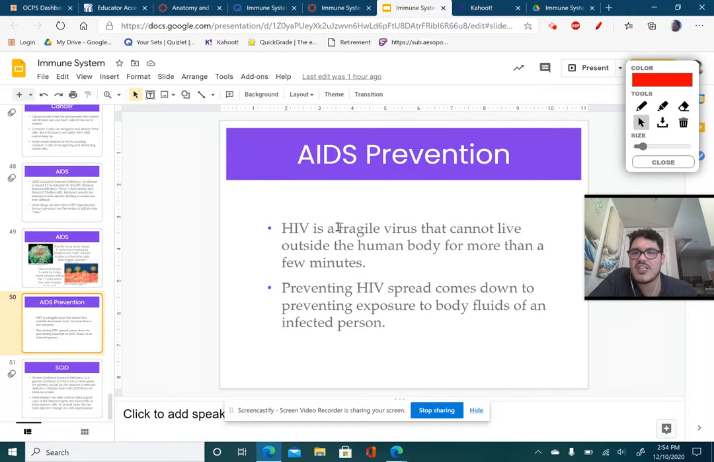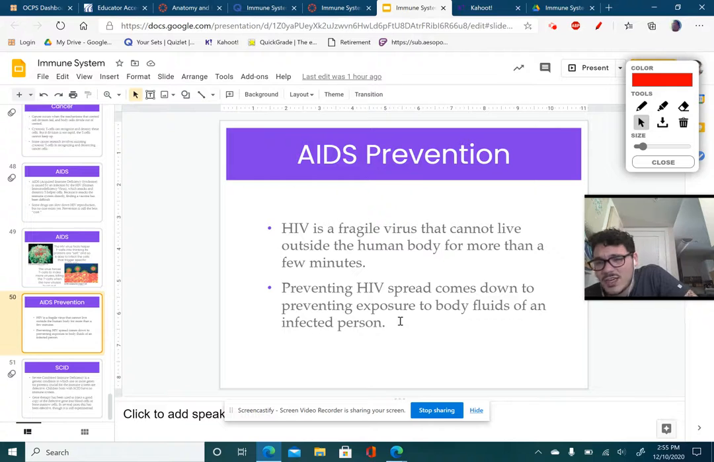Regarding prevention, HIV is a fragile virus that cannot live outside the human body for more than a few minutes. That's really good. It doesn't survive very long outside. Preventing HIV spread comes down to preventing exposure to body fluids of an infected person. So that's also important, knowing what fluids can cause it. In regards to that, the most important fluids that you have to be careful with are blood and sexual fluids. No doubt about it.